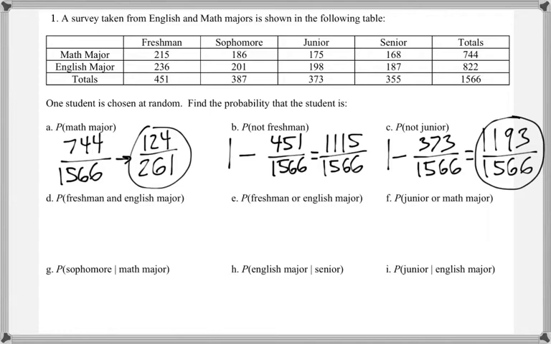Part D is freshman and English major. So it has to be the intersection of freshman and English major. It needs to be both. So that would be right here. So 236 out of 1,566, which reduces to 118 over 783.